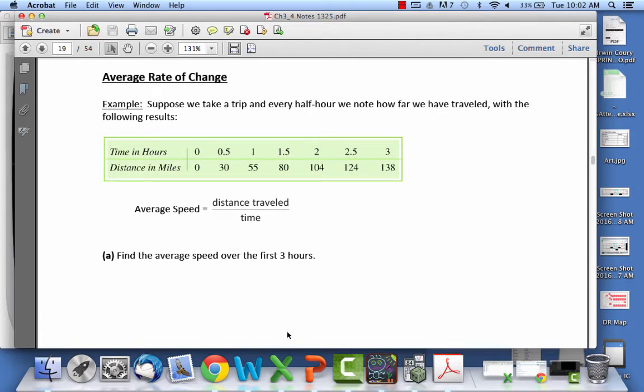But in this case, we're not going at a constant rate. In your previous problems with d equals rt, you had a kind of set rate. And we don't have a set rate, we have an average rate. So we're just looking for the average.